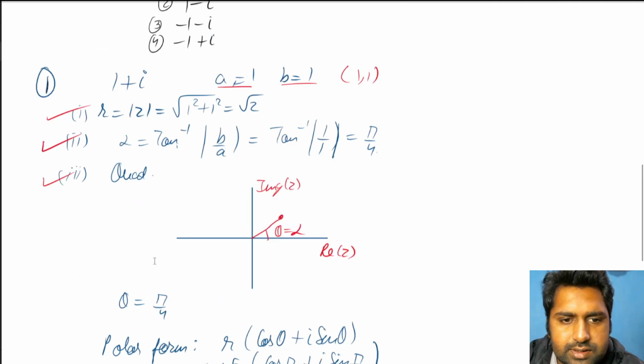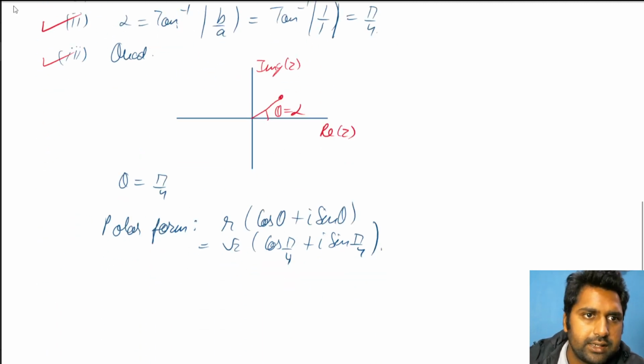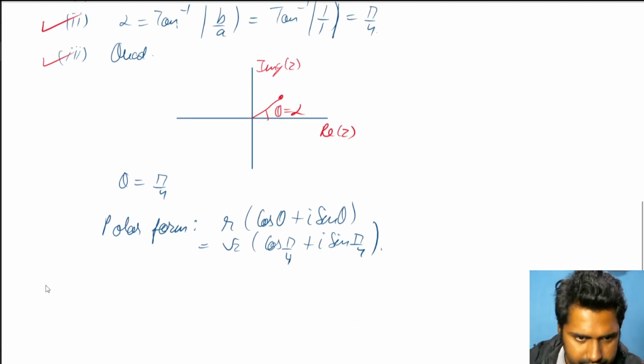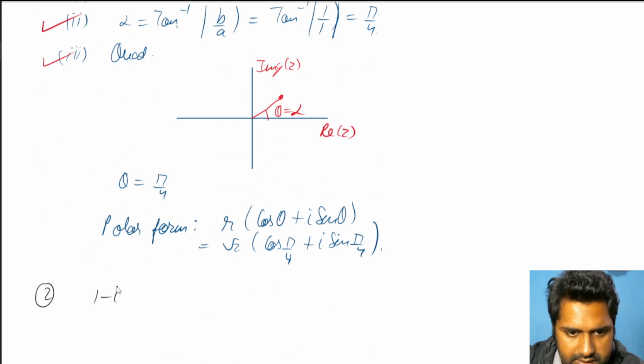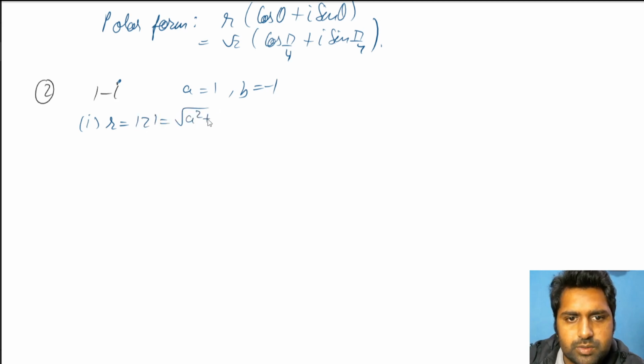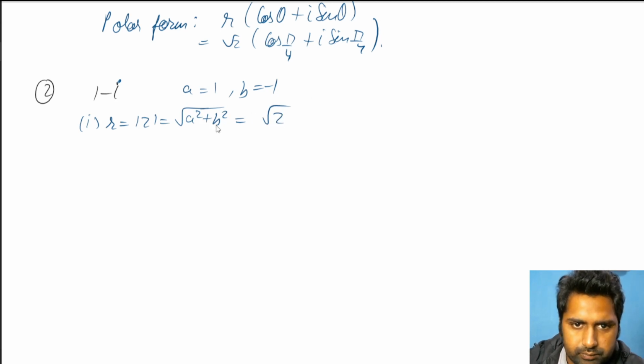Okay, let's solve the next one. The second question that was given was 1 minus iota. So let's solve for it. Again, the same 3 steps will be followed: r, alpha and theta. First step, r. First of all identify a and b. a is 1, this time b is minus 1. The coefficient of iota is minus 1. r is mod z, equal to the square root of a squared plus b squared. I'm directly writing root 2.